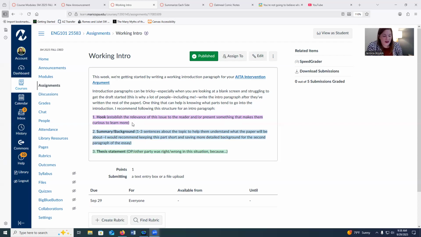Just very simple. And then the third part of your introduction paragraph should be your thesis statement. And here you just want to be pretty direct about who was right and who was wrong and why. And so something like, the mother was right to question the daughter because blank, or the daughter should never have had to answer that question because blank, right? And so you're just going to give a very brief, direct explanation, and you're going to get into the whys and the deeper context and all of your evidence as you move into the paper, okay?